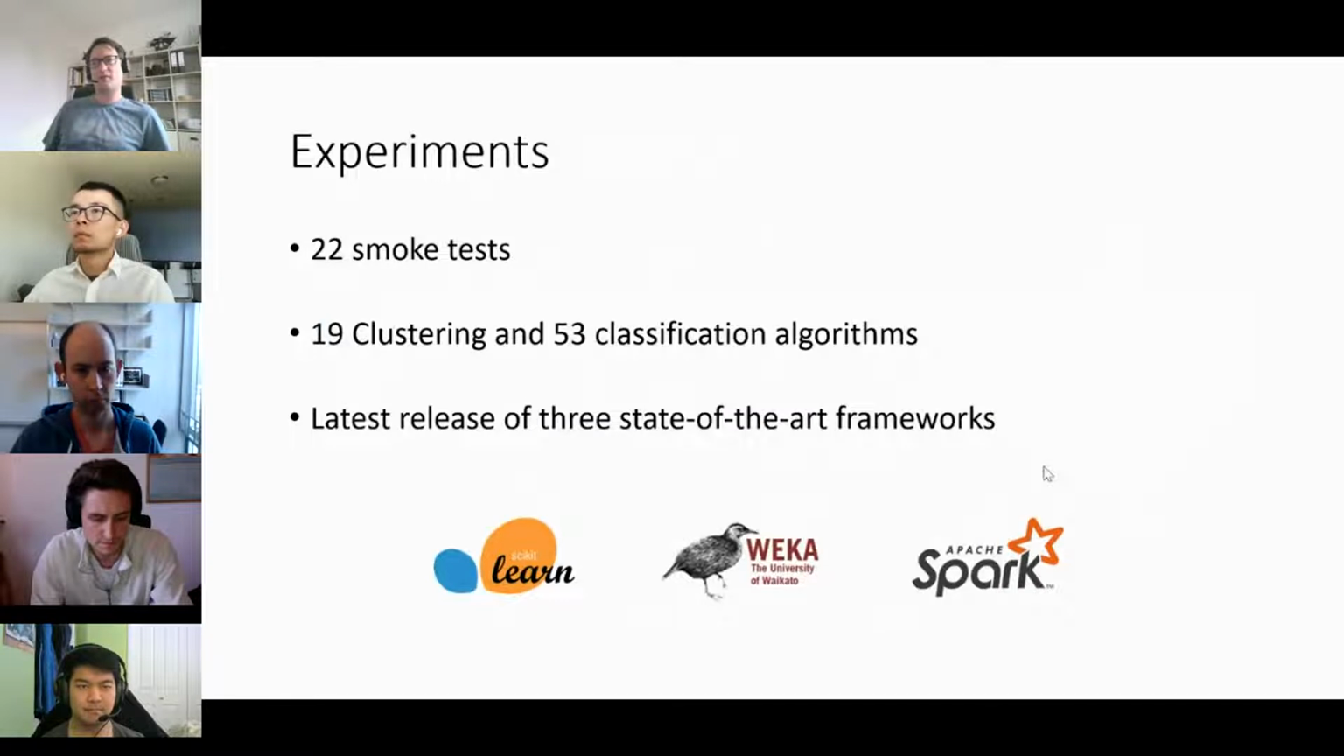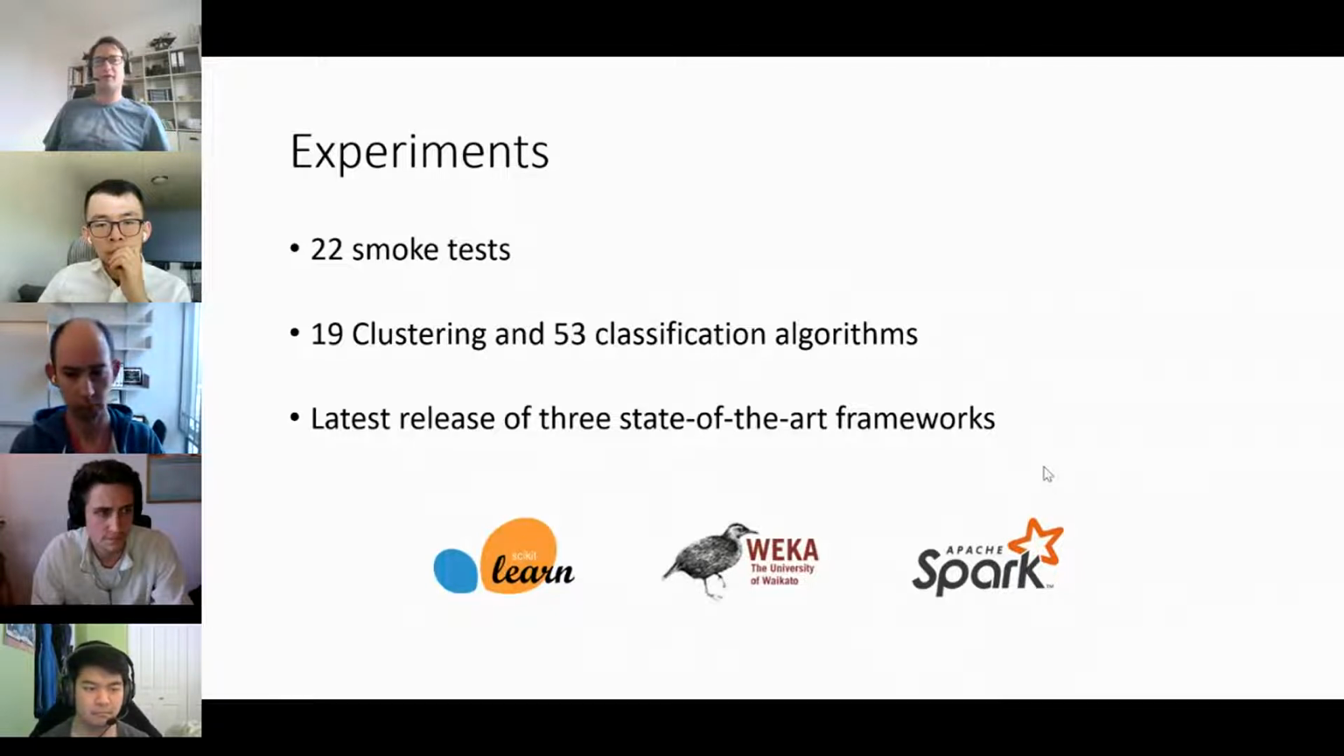All of them can be implemented in really 1, 2, 3, 4 lines to generate the data. And we then ran 19 clustering algorithms and 53 classification algorithms of scikit-learn, Weka, and Apache Spark here. And those are basically all clustering and classification algorithms that these packages implement without any plugins.